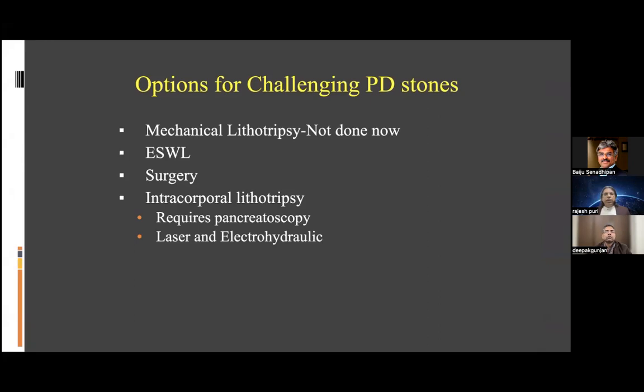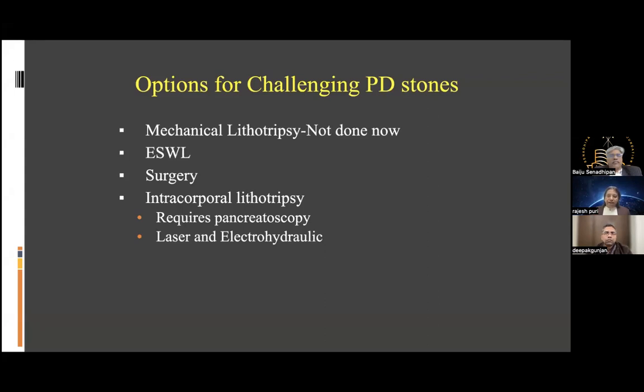As an option for challenging stones, you have mechanical lithotripsy, but I think it is not commonly done. And I suggest even a Dormia basket is not very good for removing pancreatic stones. Sometimes it gets entangled. ESWL is the standard of care when the patient is fit for endoscopy. Otherwise, it is better to deal with surgery.